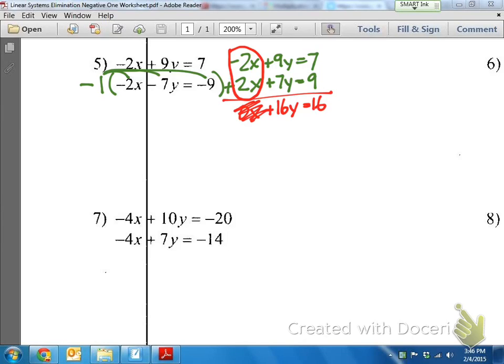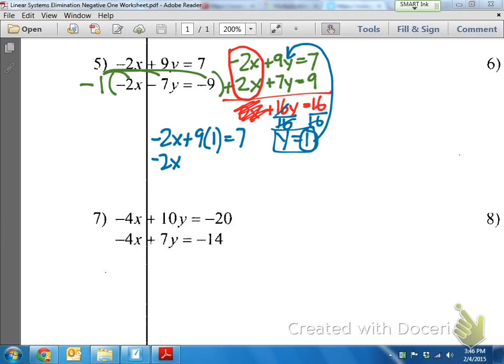All right, continuing this particular problem, we would divide then by 16 to get y by itself. And 16 divided by 16 equals 1. So y equals 1. All right, so now I need to plug 1 in. And we can do it to the top or bottom equation. Let's do the top equation. Why not? Okay, so I have negative 2x plus 9 times 1 equals 7. So that's negative 2x plus 9, because 9 times 1 is 9, equals 7.